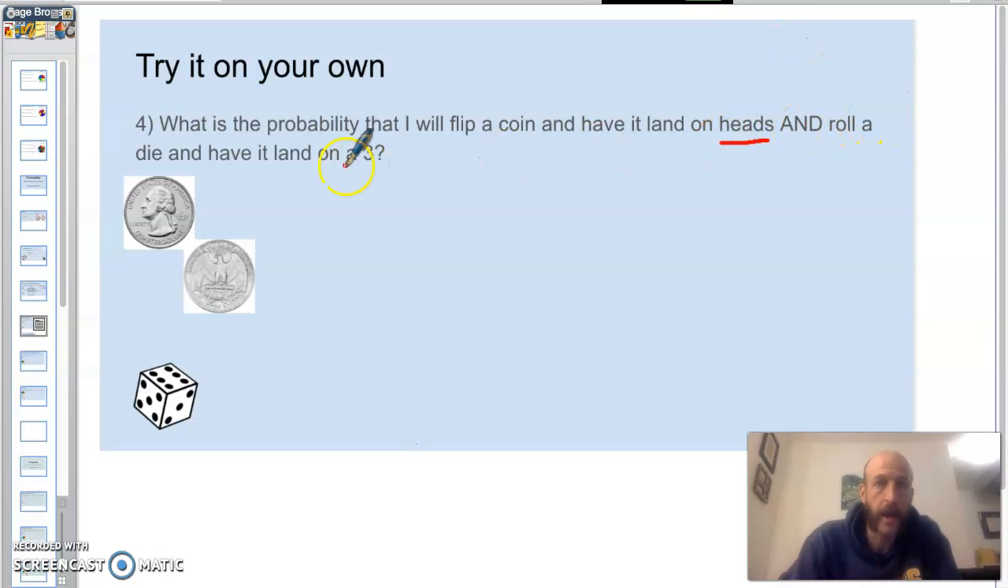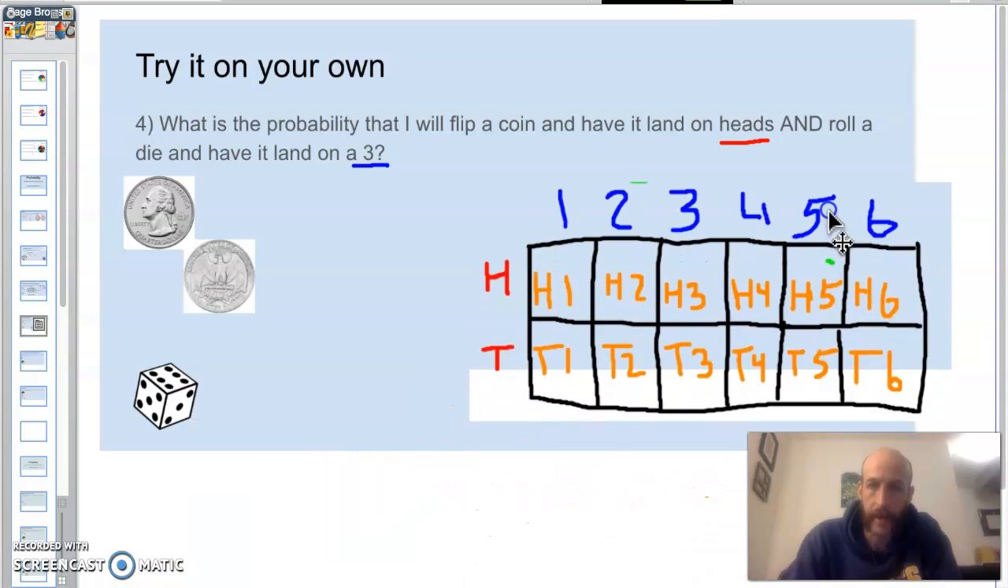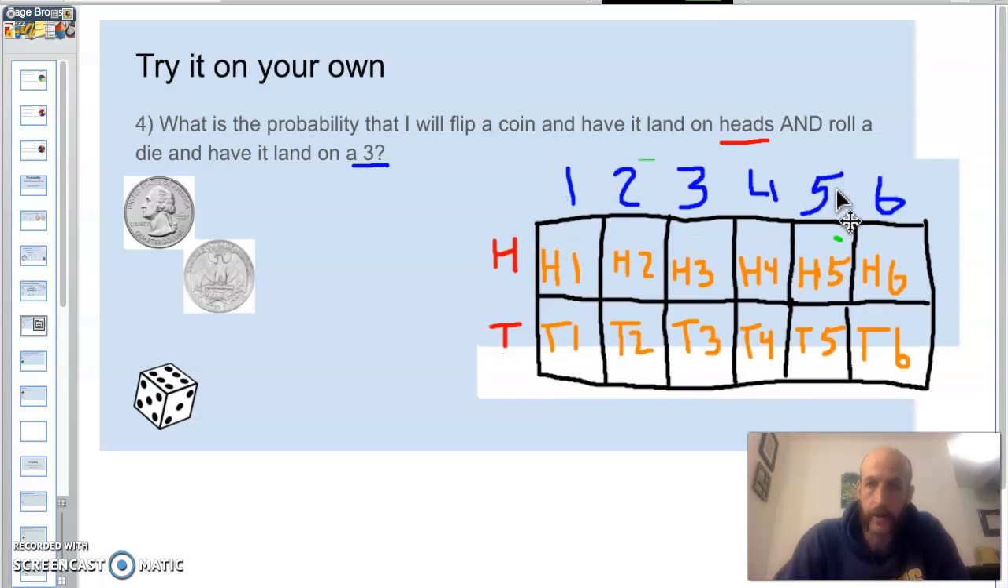And roll a die and have it land on a 3. So this is a very similar problem. I'm going to bring up pretty much the same table that I had before, to show you this is the same thing, because we're flipping a coin, heads or tails, and then rolling a die, 1, 2, 3, 4, 5, or 6, and all of the different possible outcomes. Let's do the quicker way first, and I'll show you where we see that in this table.